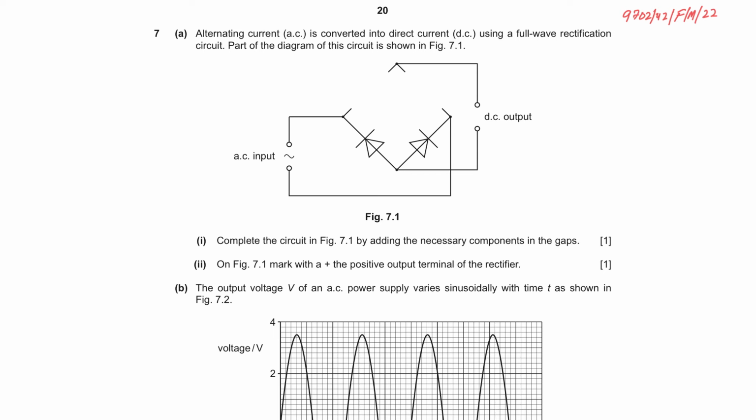So question number 7 of February March 2022 paper 4 variant 2 says alternating current is converted into direct current using a full wave rectification circuit. Part of the diagram of the circuit is shown in figure 7.1. Part 1 says complete the circuit in figure 7.1 by adding the necessary components in the gaps.